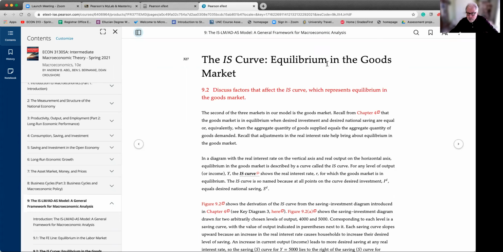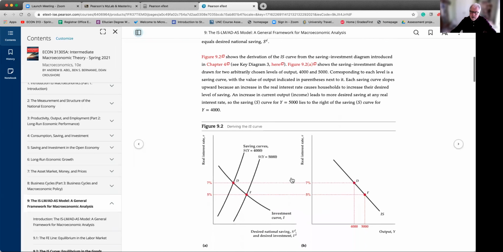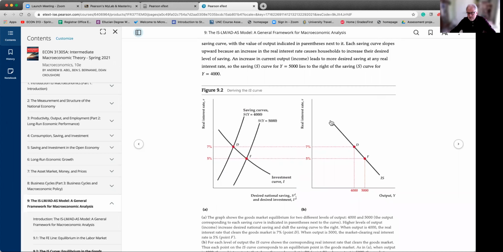So it talks about equilibrium in the goods market and shows the relationship between real GDP and the real interest rate. And that's what the IS curve is and how that relates to the underlying goods market, desired investment, desired saving. So these sections are about how the curves get derived. The different points on the IS curve correspond to different levels of GDP and the equilibrium real interest rate in the goods market at those different levels of real GDP.